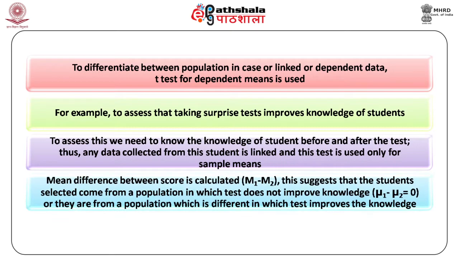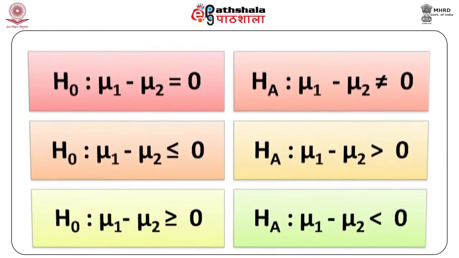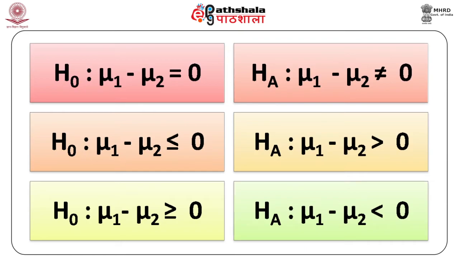The mean difference between scores is calculated by M1 minus M2. This suggests that the students selected come from a population in which the test does not improve knowledge, that is, mu1 minus mu2 equals 0, or they are from a different population in which the test improves the knowledge.